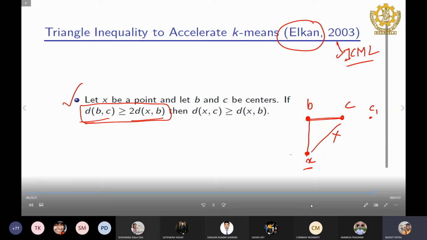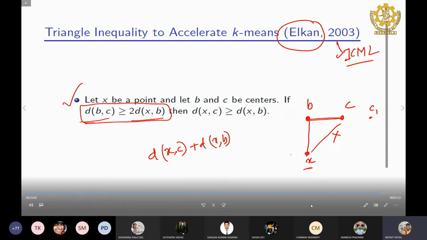That is their theorem. So how they got this theorem, we'll see here. From the triangle inequality, we can write: distance from X to C plus distance from X to B.